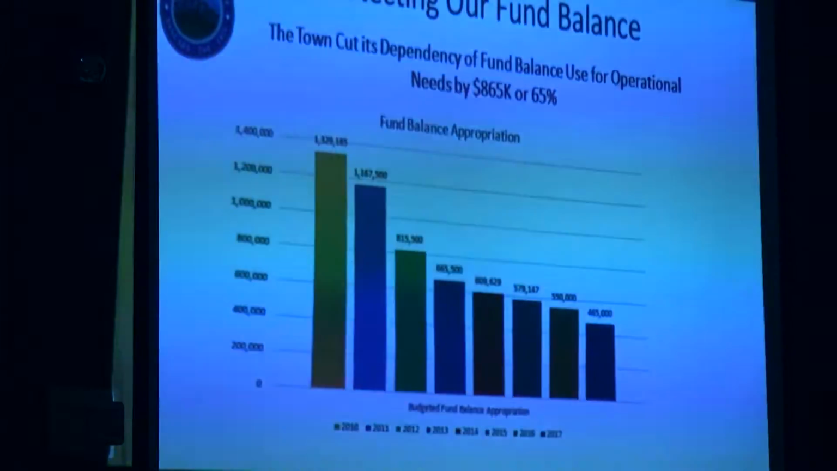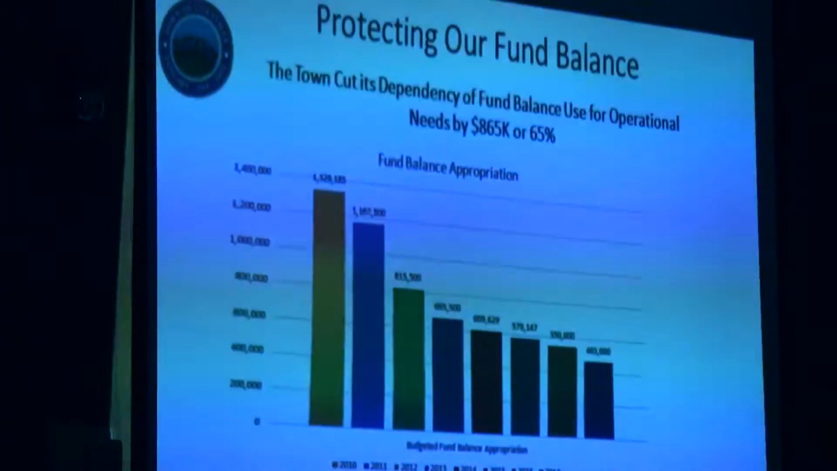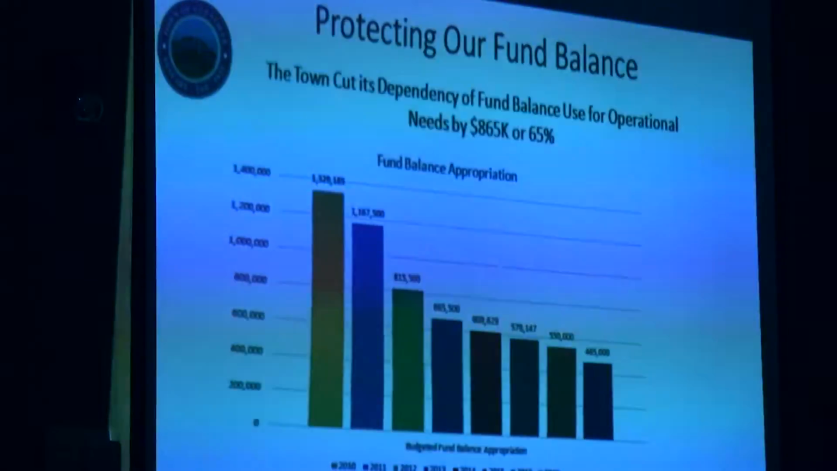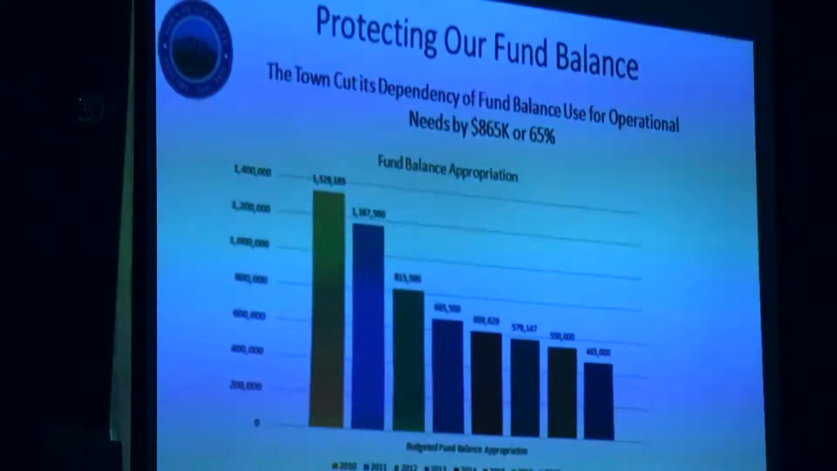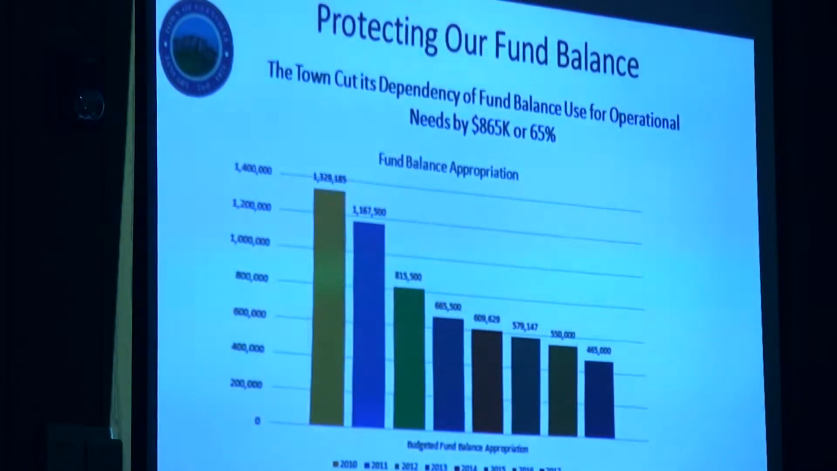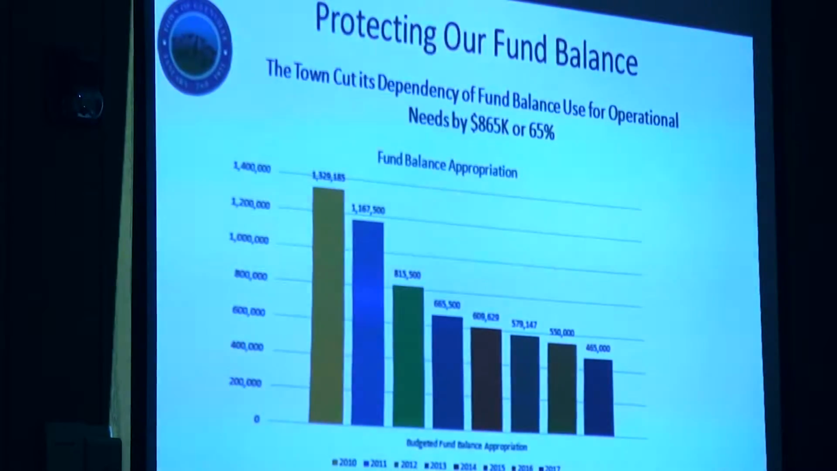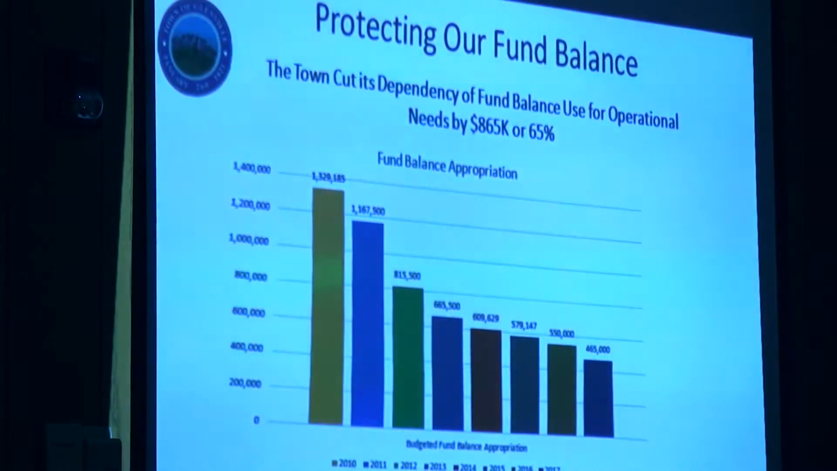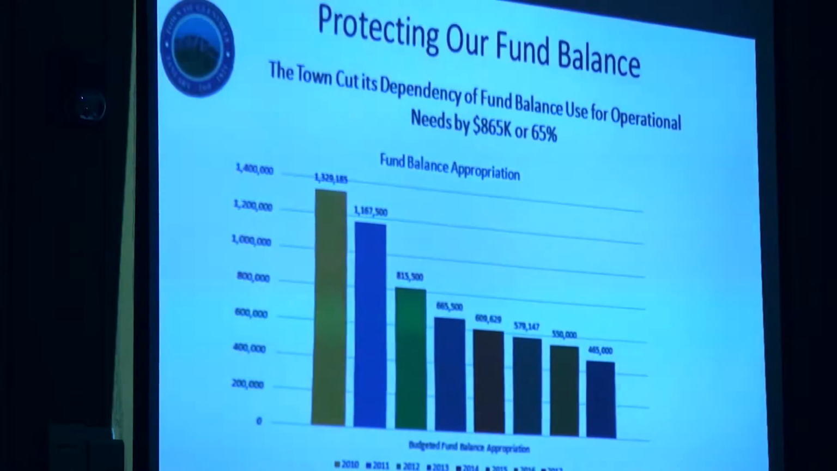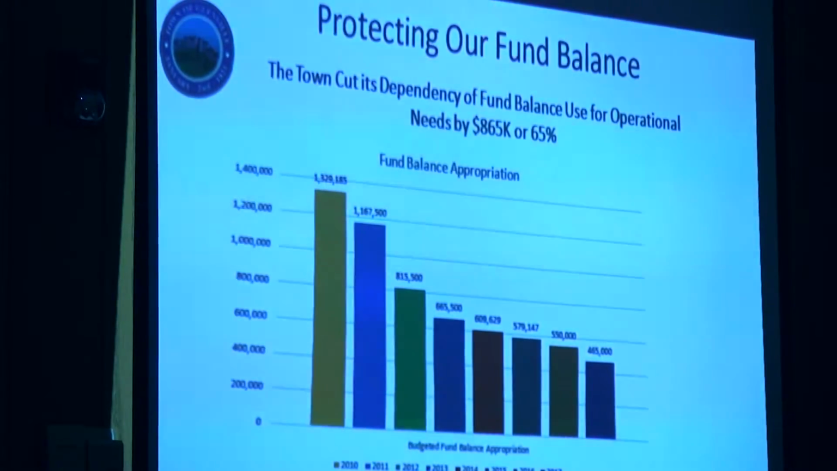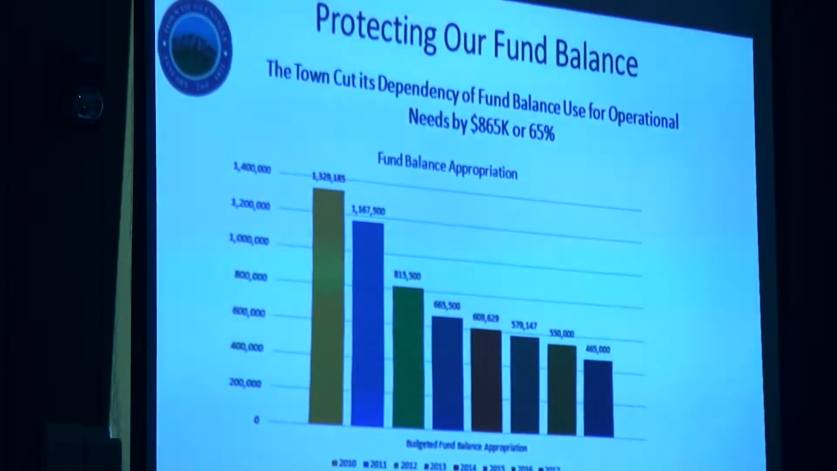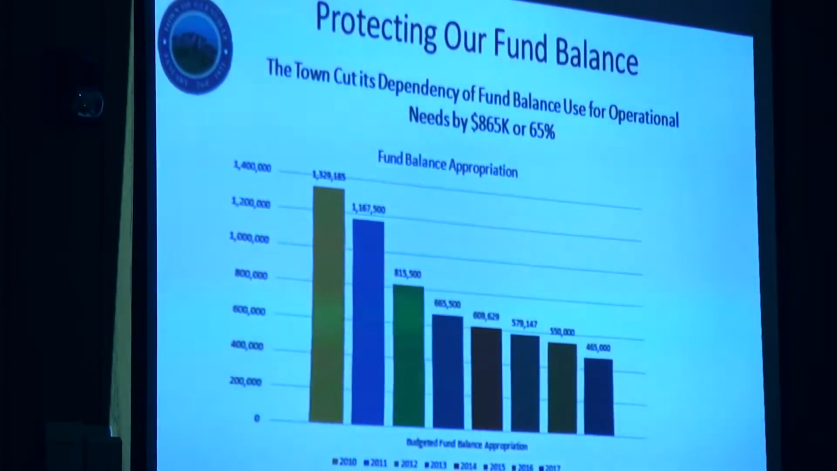Moving to the fund balance, this is a slide that I'm particularly proud of because when we came in, we actually inherited from 2009 $1.4 million of fund balance being used into operations. This board decided that that wasn't sustainable, so we reduced that every year, ever so slightly. The 2017 budget is looking at maybe allocating $465,000. So that's a significant drop, 65%.